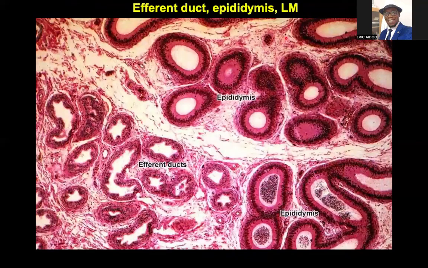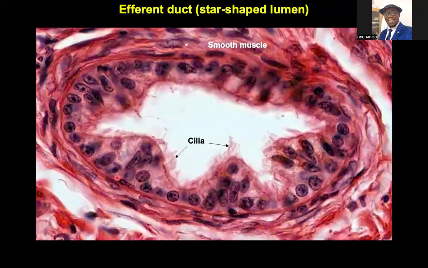This is the efferent duct and then epididymis. So the efferent duct has its lumen lined by undulating epithelium. Okay, so you can see that it's not a smooth running epithelium compared to the epididymis, which is so smooth and then continuous, almost straight running. So that's how you can differentiate between the epididymis and then the efferent duct.